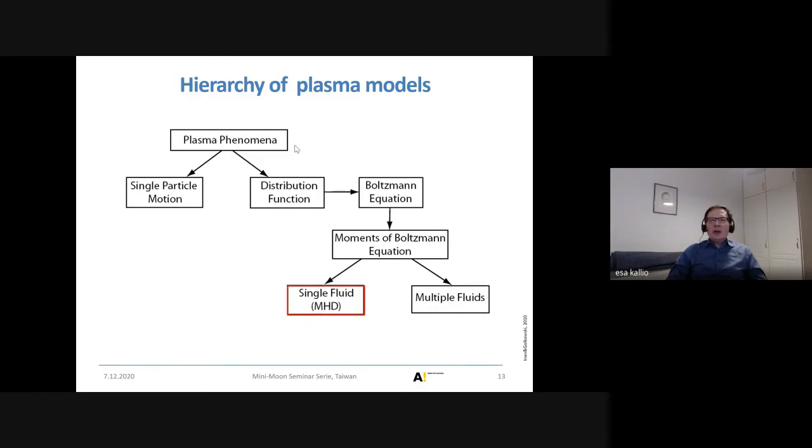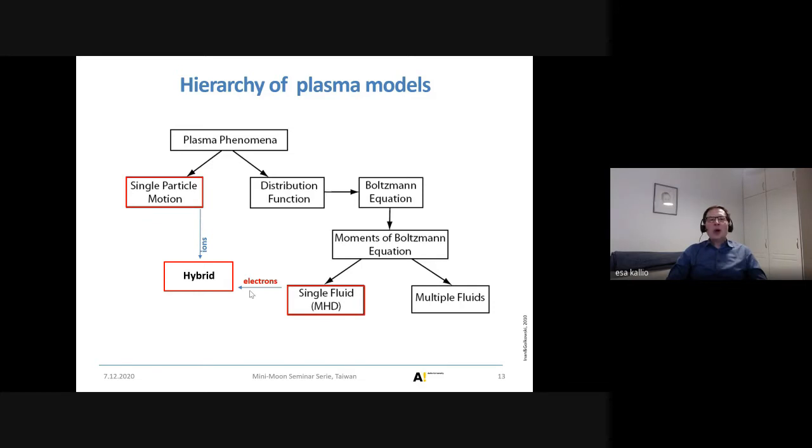Actually, in this presentation, I will not touch on this. I don't have time to discuss this kind of fluid modeling. And actually, to my knowledge, there are not so many fluid model simulations made for the moon. There are some, but not so many. But in this presentation, I will tell about the single fluid approach, MHD, and about single particles. But not only that one.